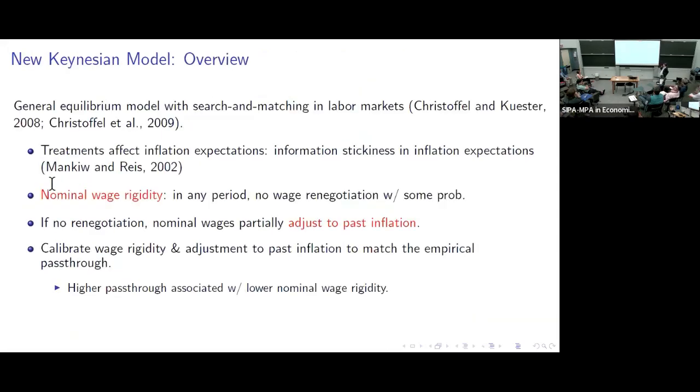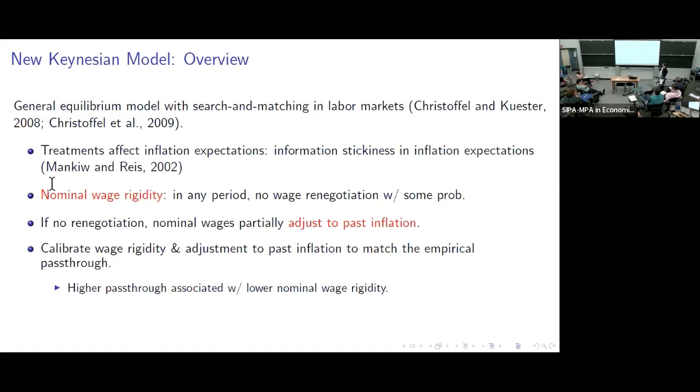And finally, let me get to the New Keynesian model. So an overview of what we do here. This will be a general equilibrium model with search and matching frictions in labor markets. Really, the model has been taken off the shelf from Christoffel and Quester and another of his papers with co-authors.